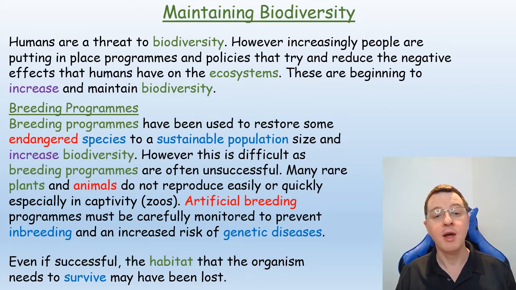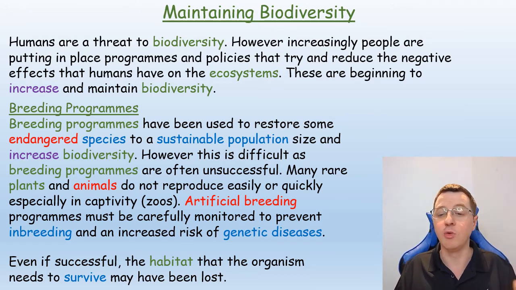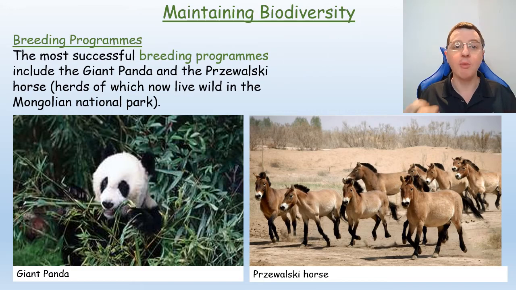Even if successful, the habitat that the organism may live in or need to survive may have been lost, so your population of the species you've bred may have nowhere to be released into the wild. However, some breeding programs have been incredibly successful. For example, the giant panda and the Przewalski horse, herds of which now live wild in Mongolia. Both of these species now have a very large population size, both in the wild and in captivity, which is helping to preserve and maintain biodiversity.